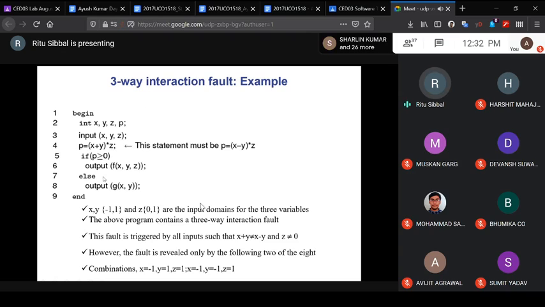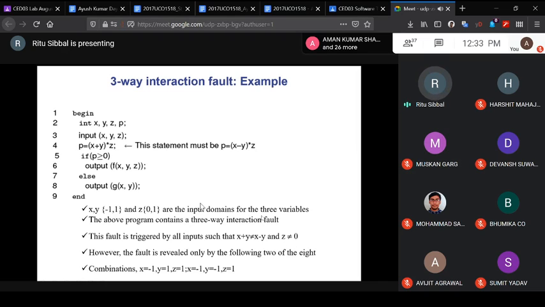This must be written as x minus y into z, and it has been written as x plus y into z. Now there are three input variables, x, y, z. Now x has the input domain minus 1, 1, z is from this thing, and y is also from minus 1. So these are the input domains for the three variables. Now here the fault is triggered for all those inputs such that x plus y is not equal to x minus y and z is not equal to 0.